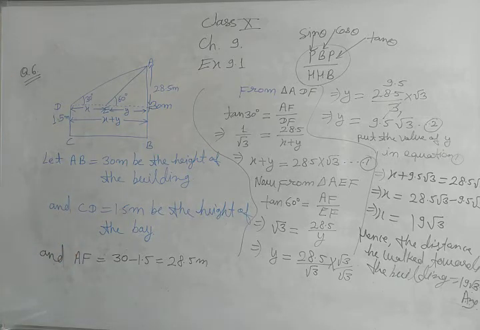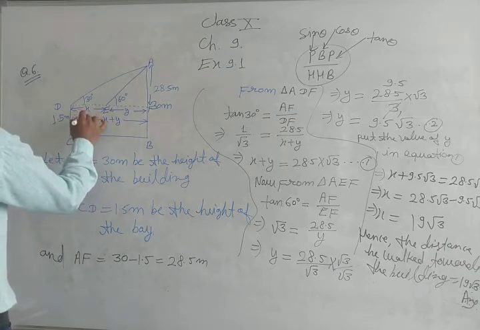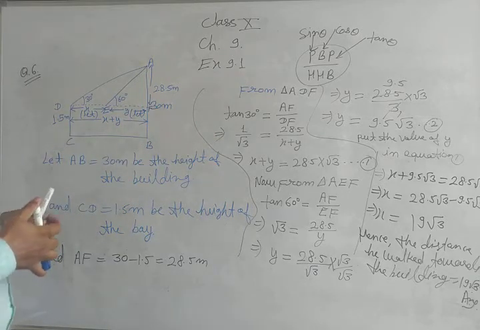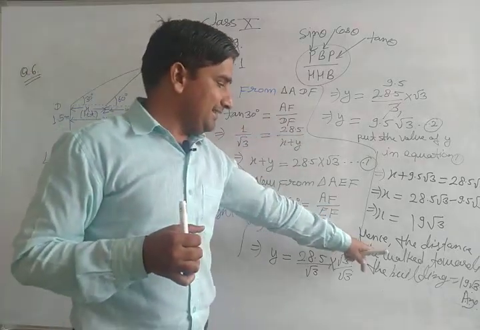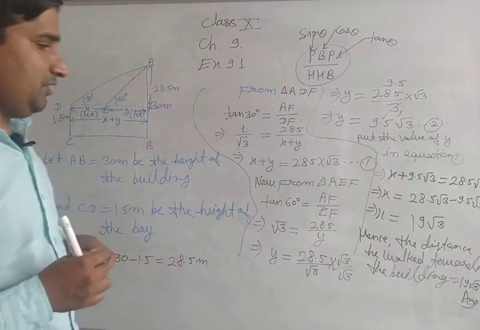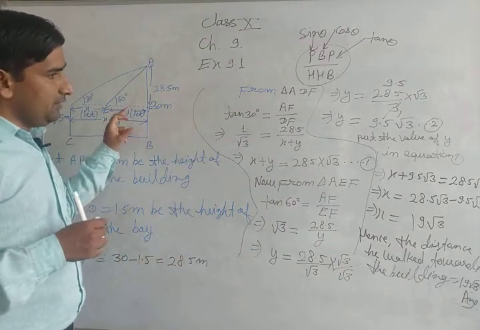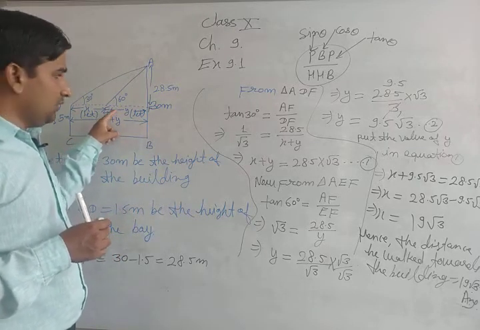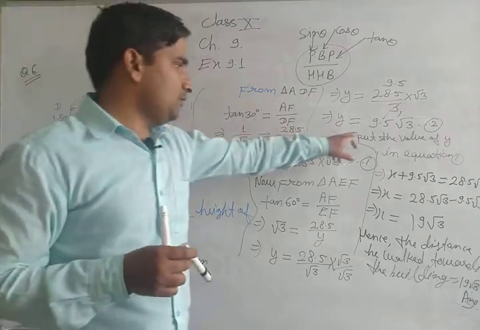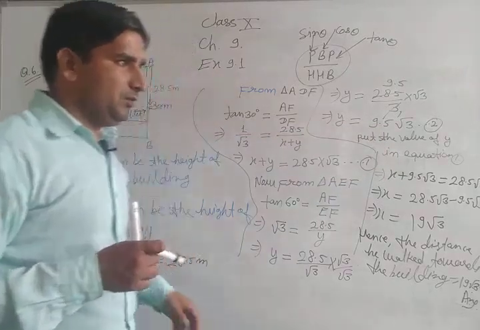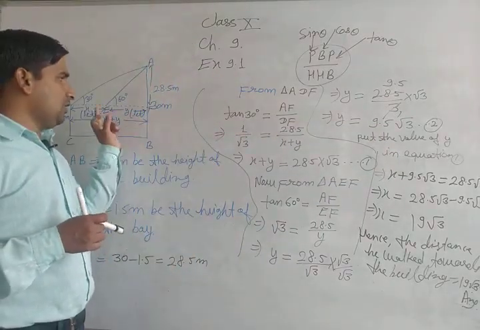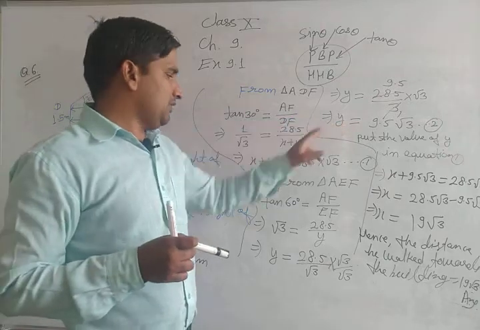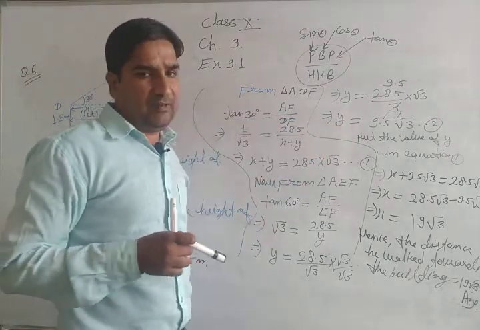See here, we assumed x and y here. We let x and y here. Clear? Hence the distance he walked toward the building equals 19√3, and the value of y is how far he is from the building. If the question was how far he is from the building, we would write the answer 9.5√3. For how far he is from the building, the answer would directly be y, there was no requirement for anything else. Directly from this triangle the question would be solved, and 9.5√3 would be your answer.